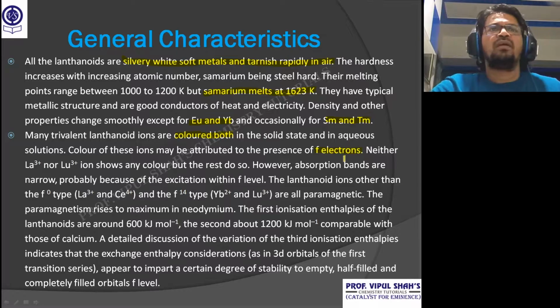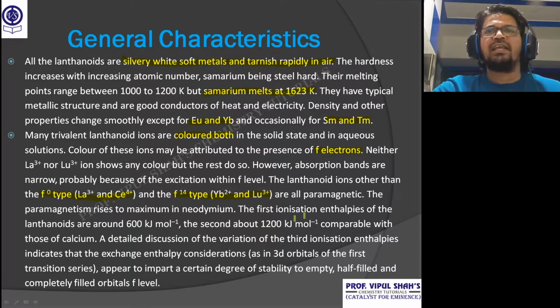That's one. Then, the lanthanoid ions are generally all paramagnetic, meaning weakly attracted, except the ones which are empty or completely filled. That is, look here please, the F0 configuration, that's lanthanum and cerium 4+, because cerium is 58, so it loses all 4 electrons and becomes 54. That's the configuration of xenon. And F14 over here, that's Yb2+ and Lu3+, ytterbium and lutetium. So except these, which are empty or completely filled, all are paramagnetic, weakly attracted.